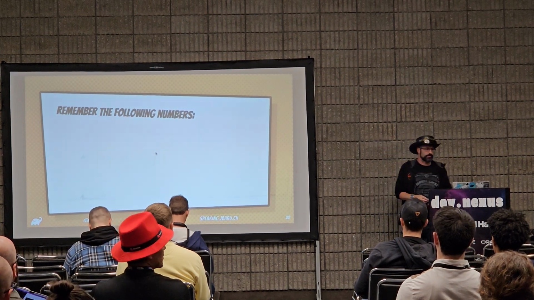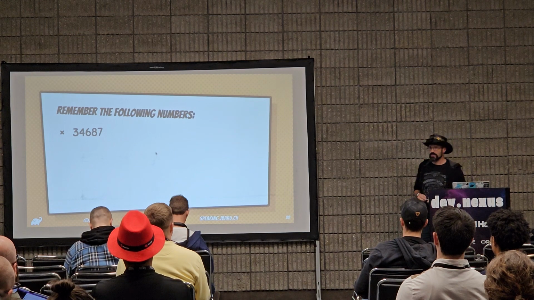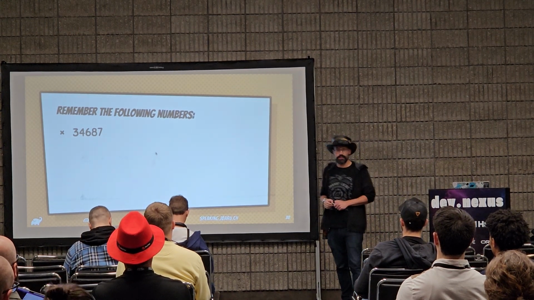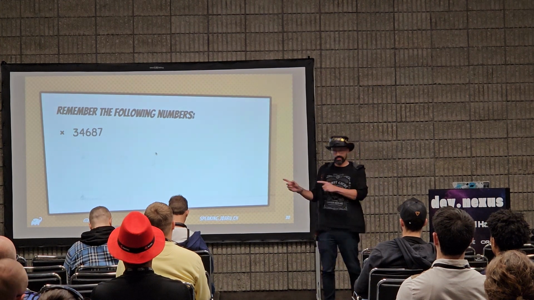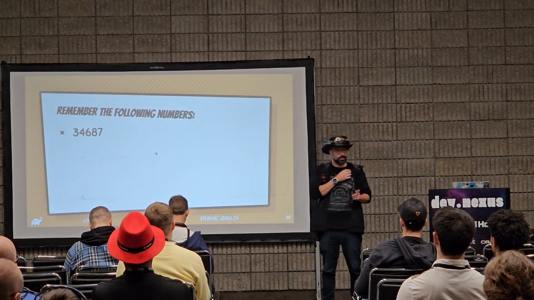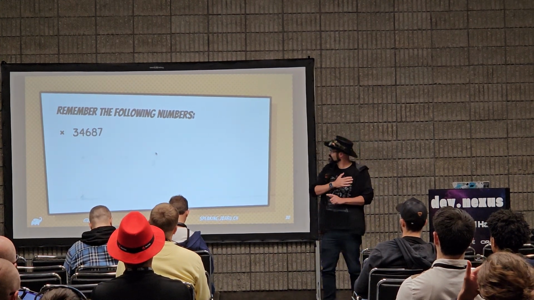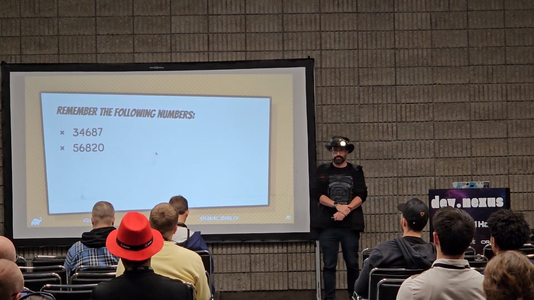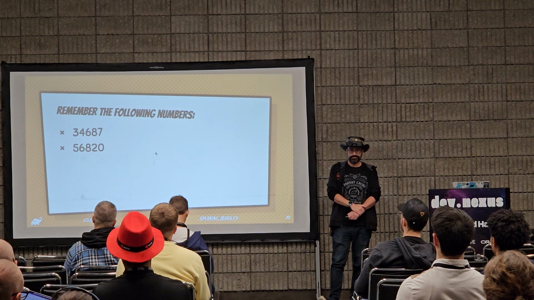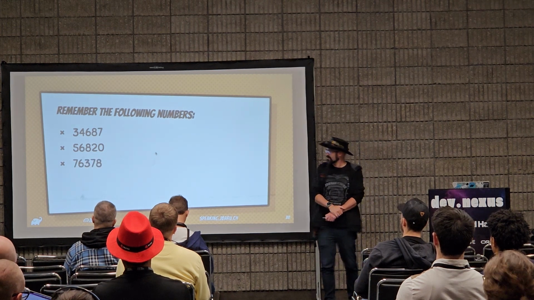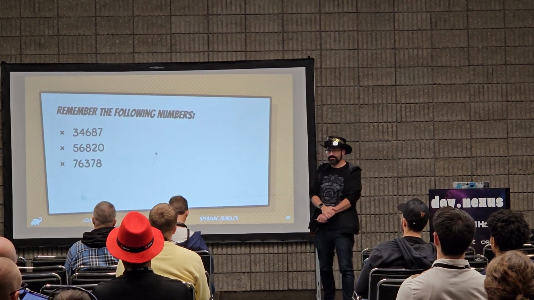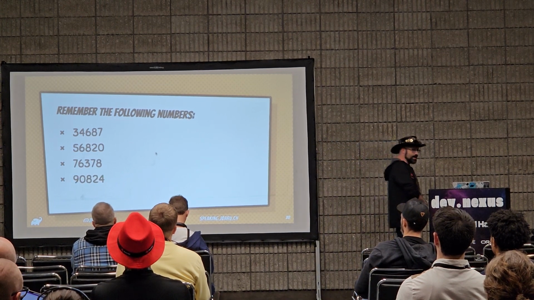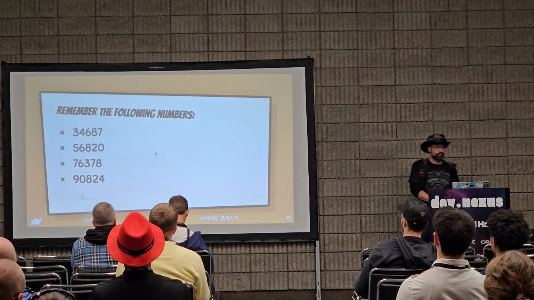experiments of Dr. Kahneman. Remember the following numbers: 3, 4, 6, 8, 7. There is a quiz after that, as you might imagine. So make an effort. 5, 6, 8, 2, 0. 7, 6, 3, 7, 8. 9, 0, 8, 2, 4.